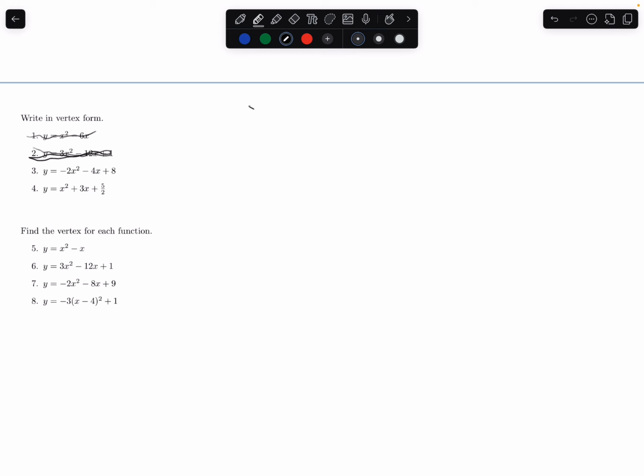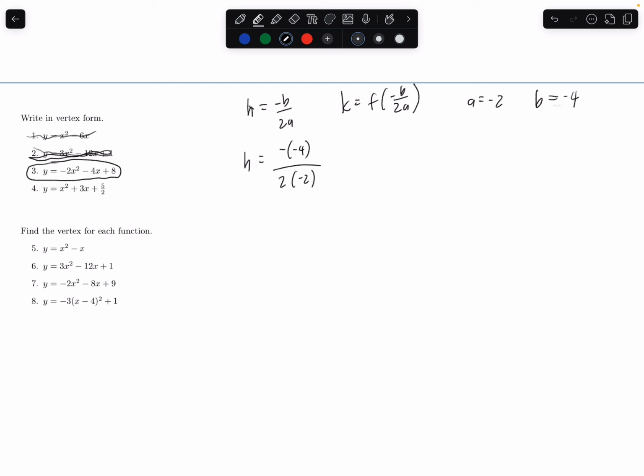So number 3, looking at this equation here, and just remind us again, h is negative b over 2a. Oh, I'm sorry. I said the right thing, I wrote the wrong thing. Negative b over 2a. And k is f of that. So here a is negative 2 this time, and b is negative 4. There you go. Okay, so h is negative of negative 4 over 2 times negative 2, which is 4 over negative 4, which is negative 1. Easy.